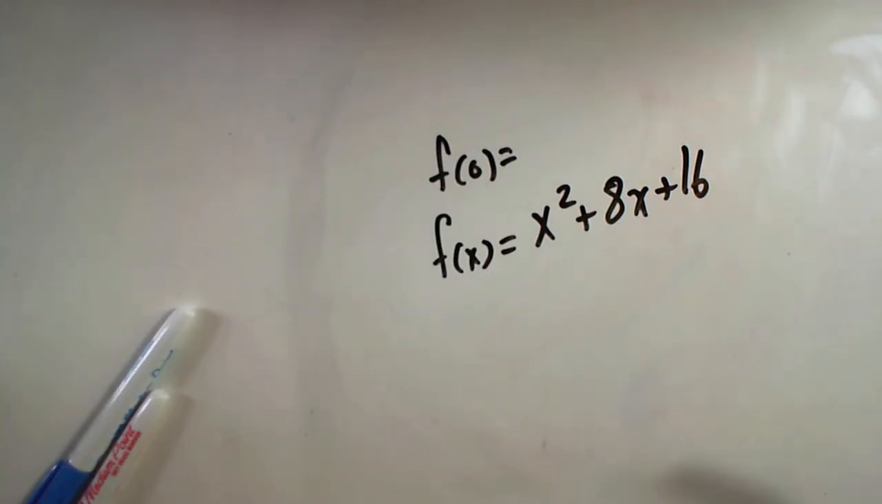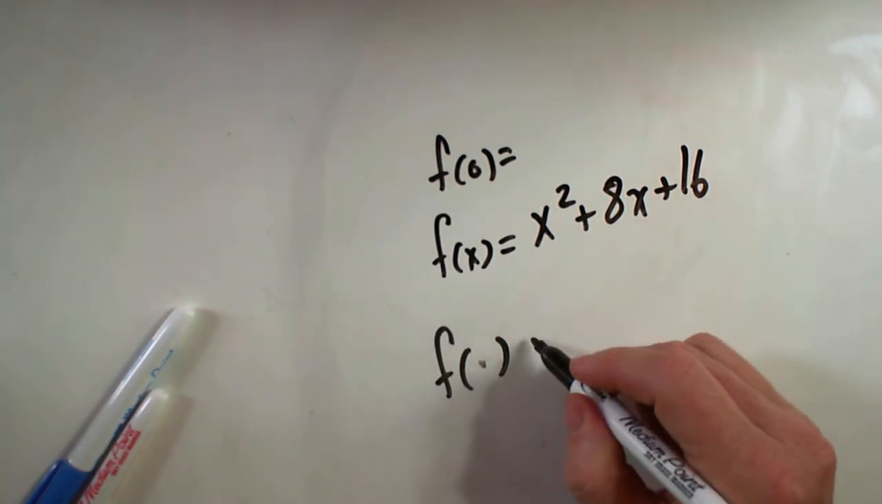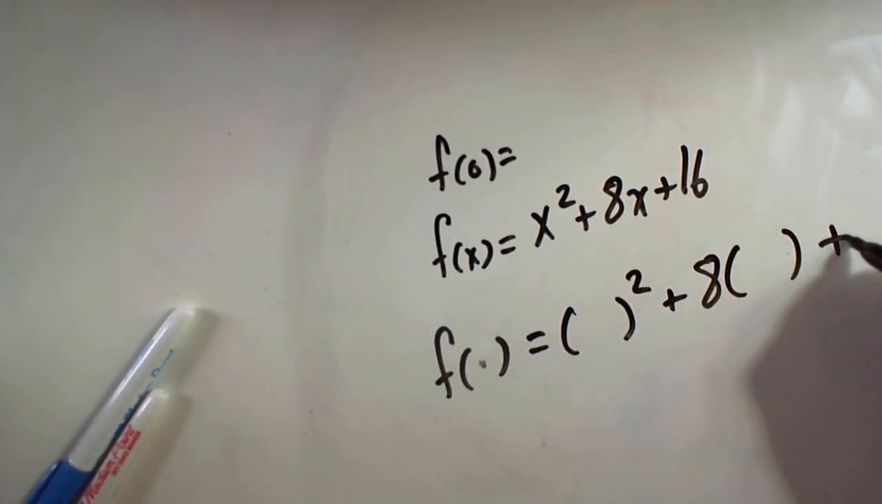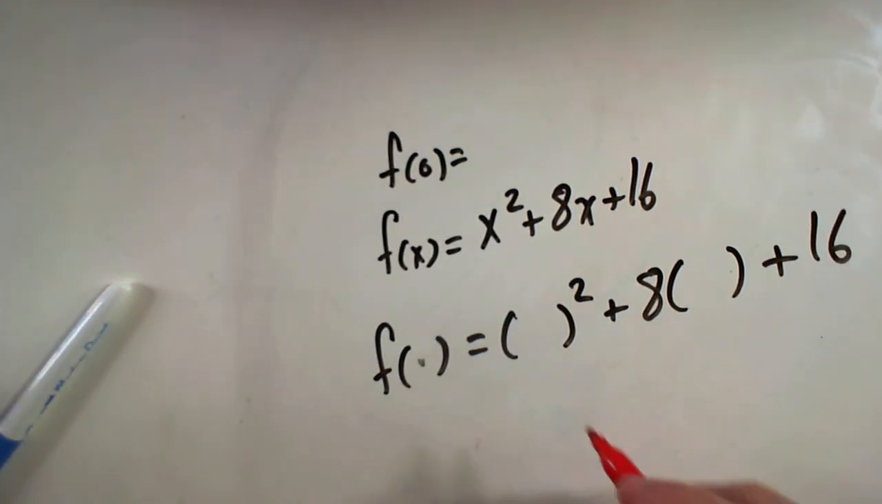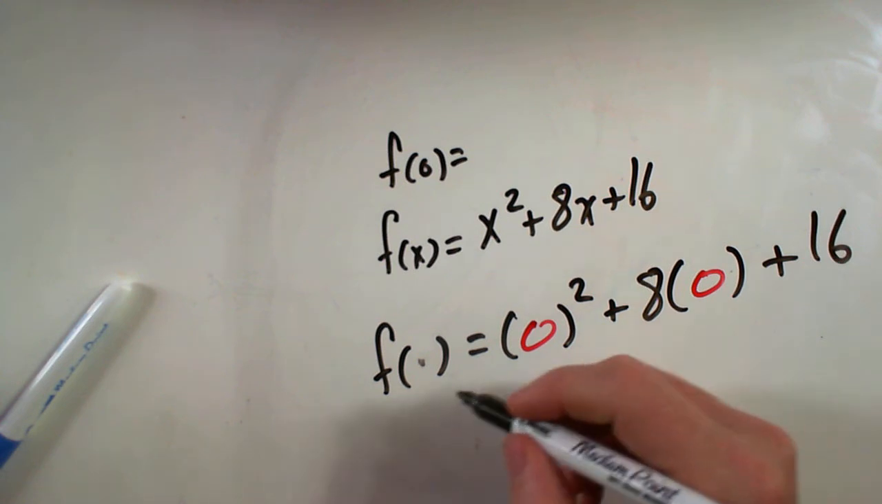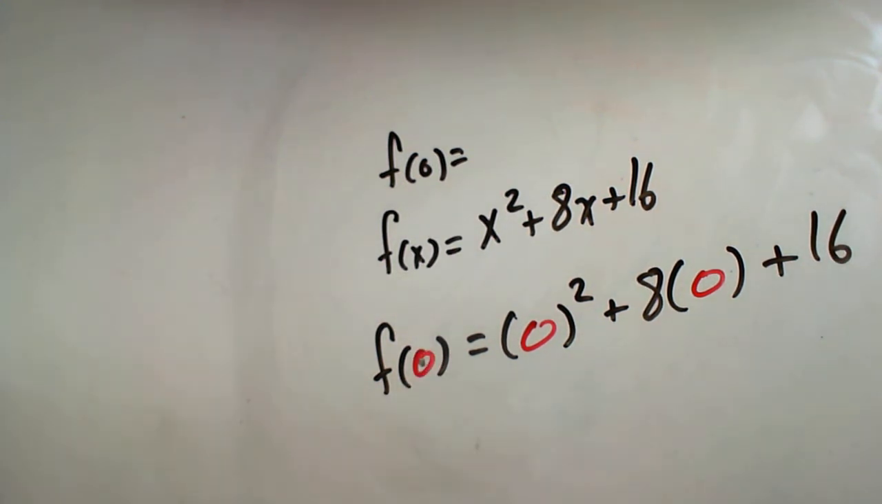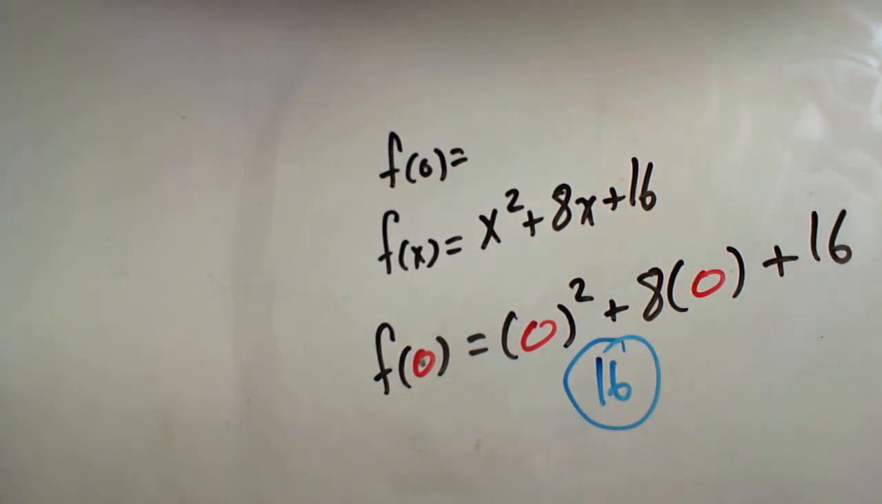F of 0, so we have f of 0 equals 0 squared plus 8 times 0 plus 16. When we plug in zeros, life is easy, because 0 times anything is just 0. So my end result here is 16. Because 0 squared is 0, 8 times 0 is 0, bam.